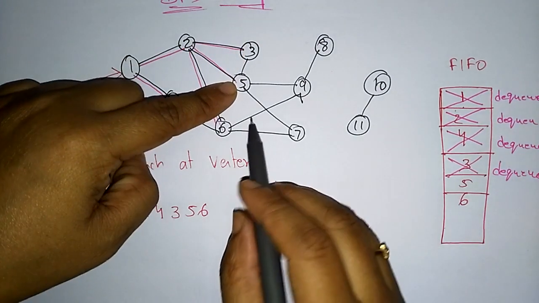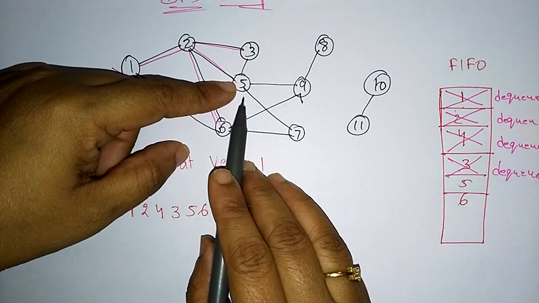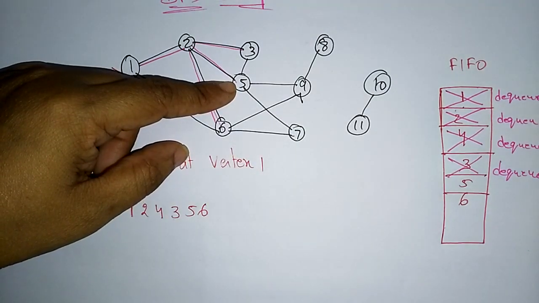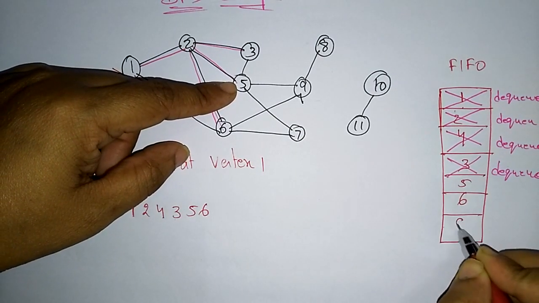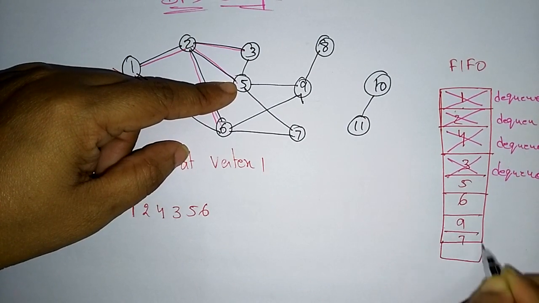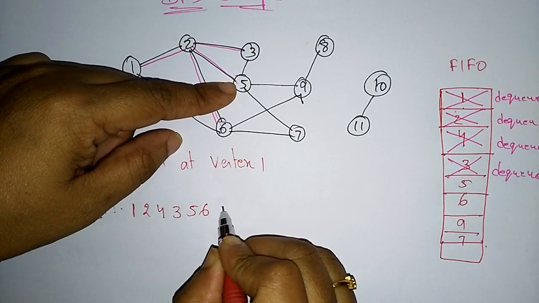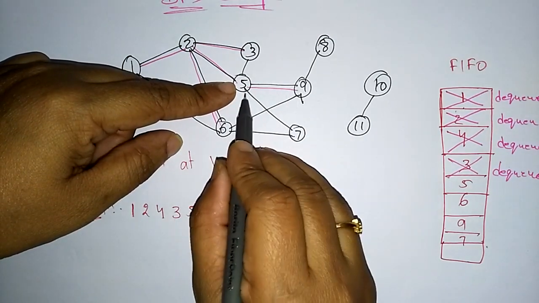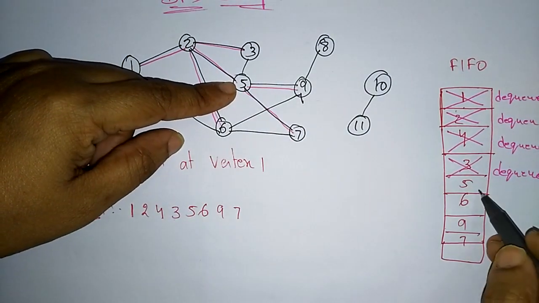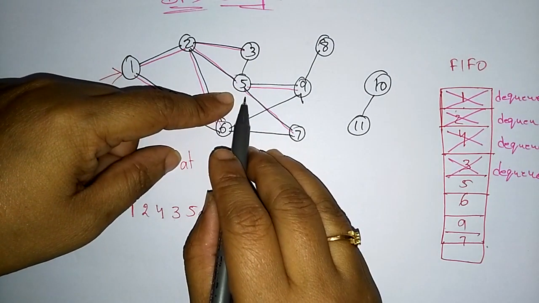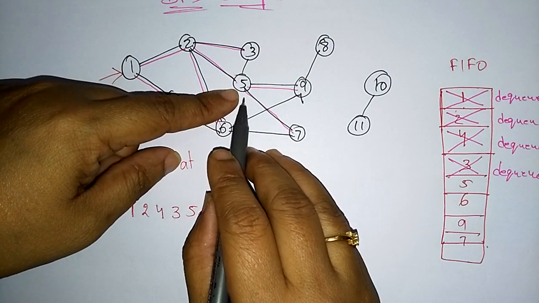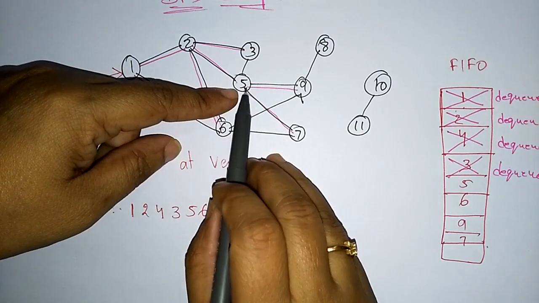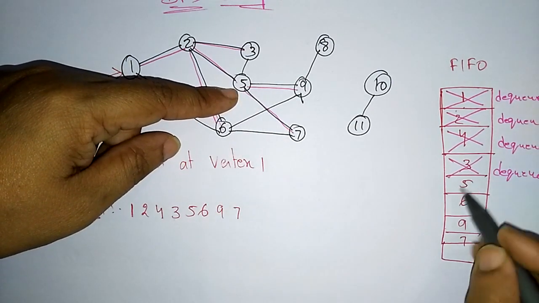Now coming to 5. What are the adjacent vertices for 5? 9 and 7. So just enter the values 9, 7 in the queue and place them in the output. So 5 visited 9 and 7. Now there are no more adjacent vertices to be visited by 5. The 3 is already visited, 9 and 7 are visited. So just dequeue it.